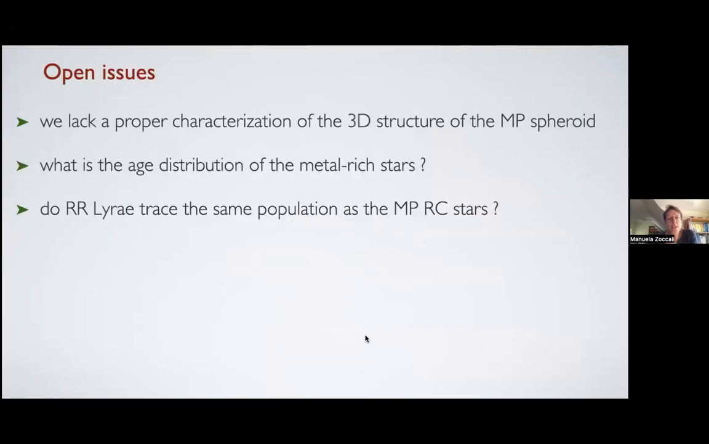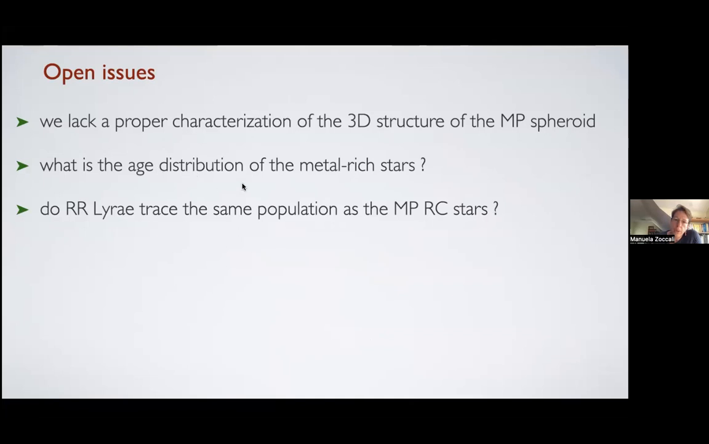Going toward the end, the organizer urged us to have some final slides on the open issues that are worth a discussion in the next few days. My attempt at that is the following. I think we lack a proper characterization of the 3D structure of the metal poor spheroid, for what I showed. We have analyzed in detail the structure of the red clump stars in different directions, but we have found in this only the bar, and somehow the spheroid got lost in the fitting of the red clump stars, of the metal rich red clump.